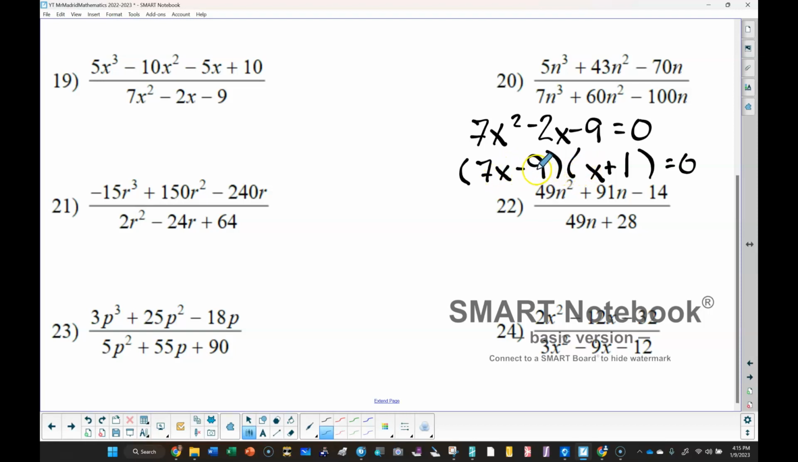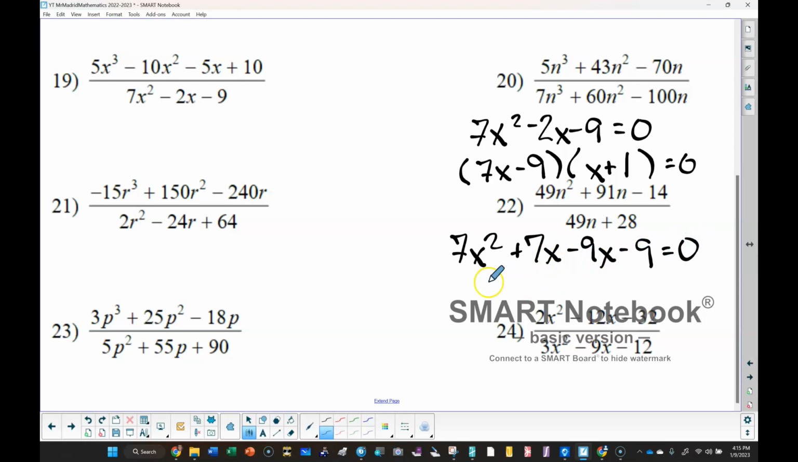And if I add, I'll actually write it out here. This times this is 7x squared. This times this is 7x. This times this is minus 9x. And this times this is minus 9.